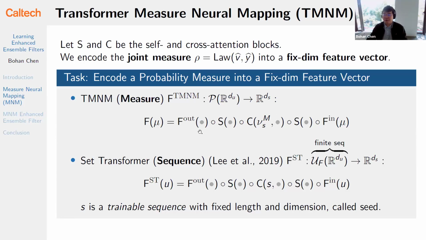Such a design is motivated by the set transformer architecture. The set transformer is designed for this task. It wants to map a finite sequence into a fixed dimensional feature vector, and its design is almost the same as the transformer measure neural mapping. The tricky part in the set transformer is that in the bottleneck layer, it has a trainable sequence. We call it the seed. It is a trainable sequence with a fixed length and dimension. Then we do the cross attention between this sequence and the second input.